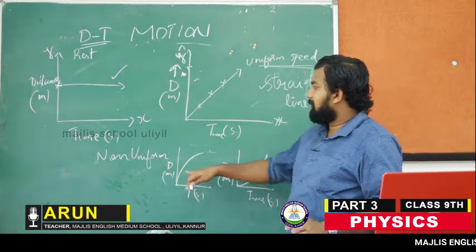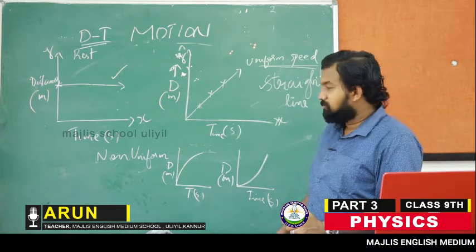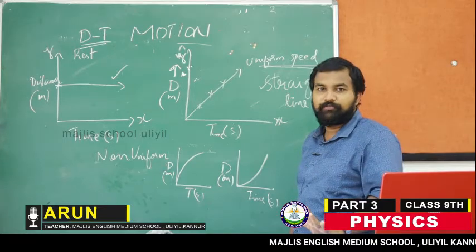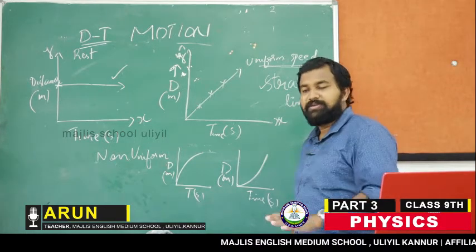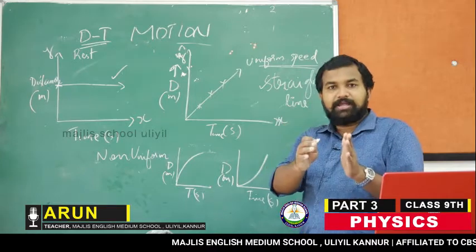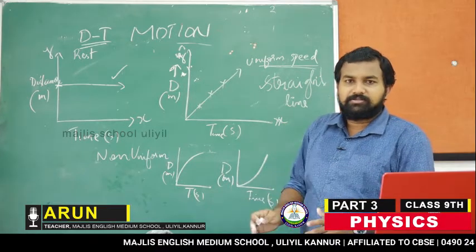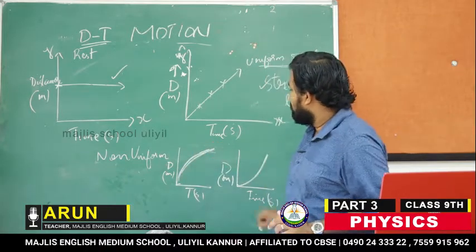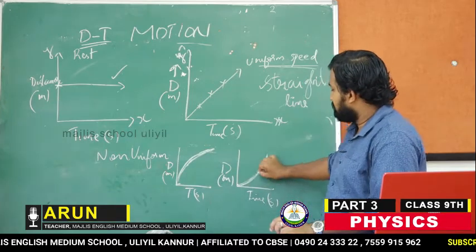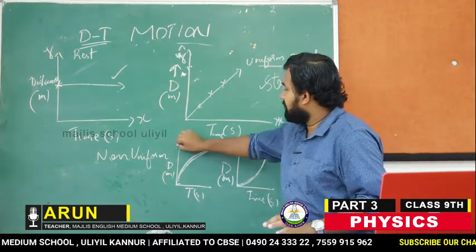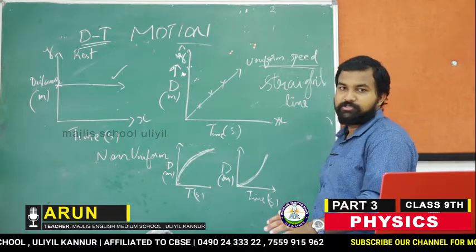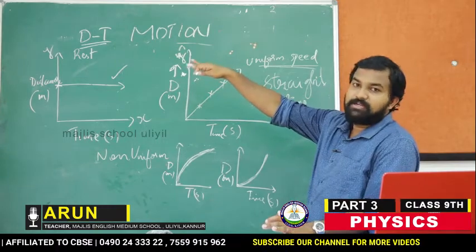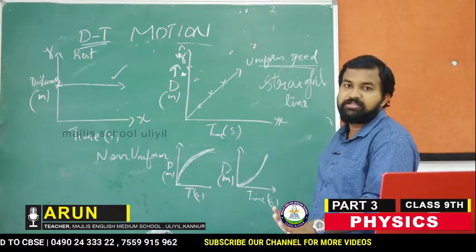Now, the third type is non-uniform motion. In non-uniform motion, we won't have equal distance travelled in equal intervals of time. The distance will be changing with respect to time, meaning in each time interval the body will move different distances. We will be having curved lines, not straight lines, for representing non-uniform motion. So, these are the three different types of graphs which come under the distance time graph or position time graph.